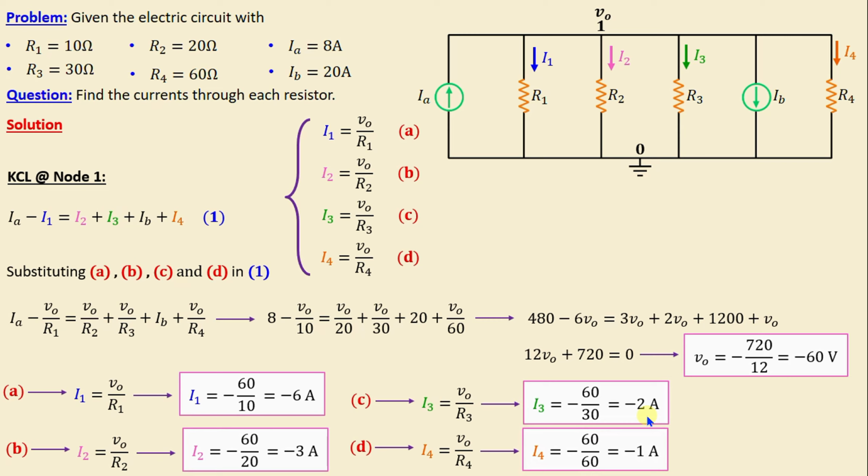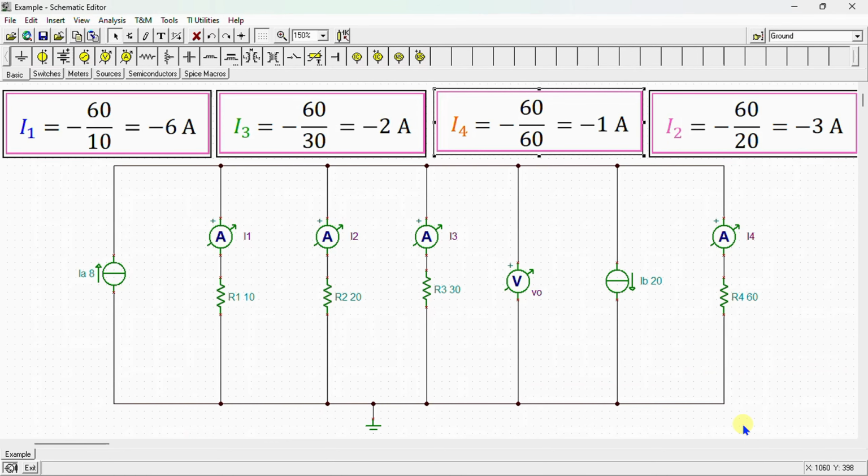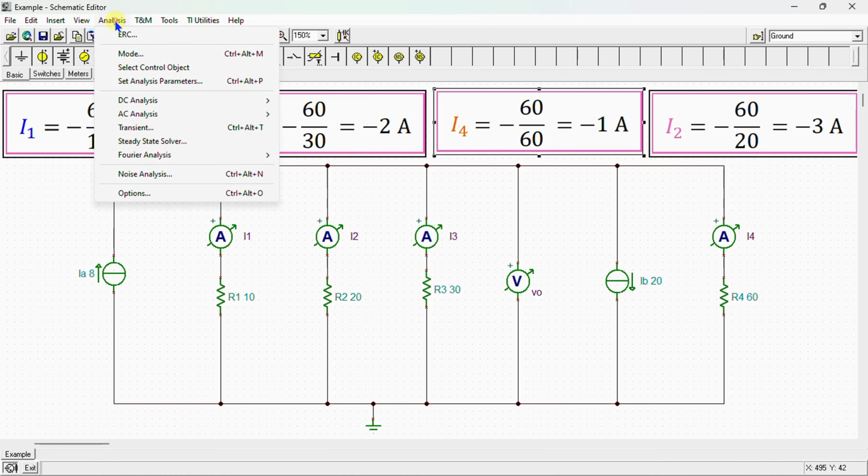After completing the calculations, we conduct a simulation using SPICE to verify our results. Now let's proceed to the SPICE environment. Here is our network drawn in the SPICE simulator. We can see here the independent current source IA, independent current source IB, resistors R1, R2, R3, and R4. I connect here an ammeter in series in order to measure I1, I2, I3, and I4. Let's move on to analysis.